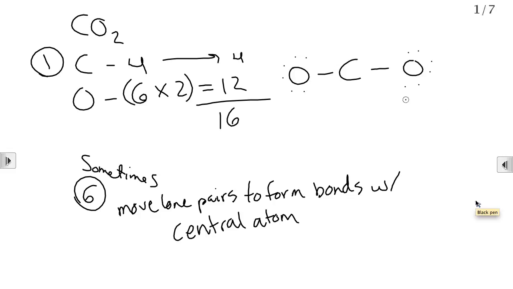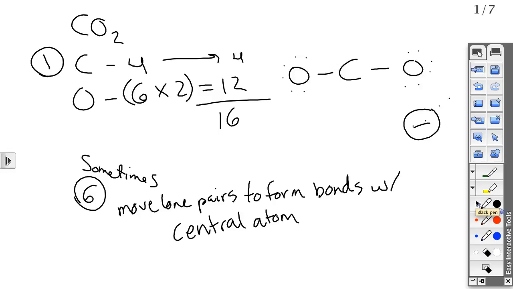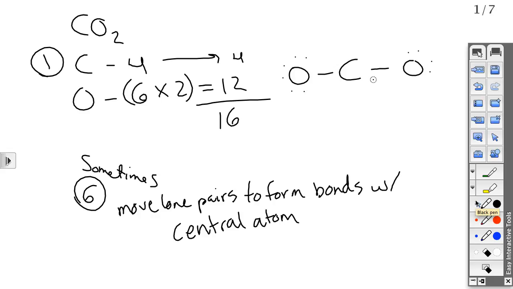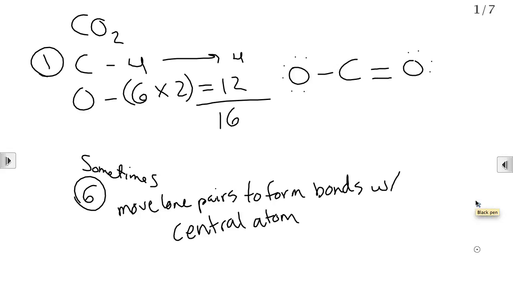This lone pair, do you remember yesterday 2 dots was a line? I'm going to move it here like that. Now, carbon only has 6 electrons. This oxygen has 8. That oxygen has 8. This has 6. Now, I could make a triple bond right on this side.